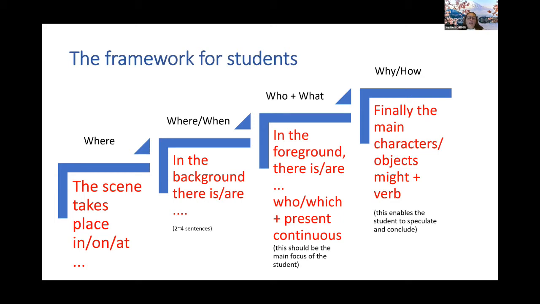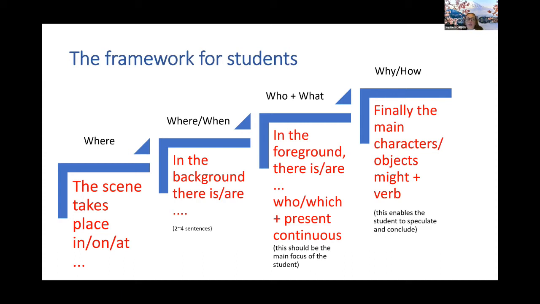So they can say who is performing an action, and then they can describe the action a little bit more. So who and what, and then this should be the main focus of the students, and they can give 3, 4, 5 sentences about it. So typically in the foreground, there are 4 people who are eating dinner. There is a cake on the table, etc., etc.